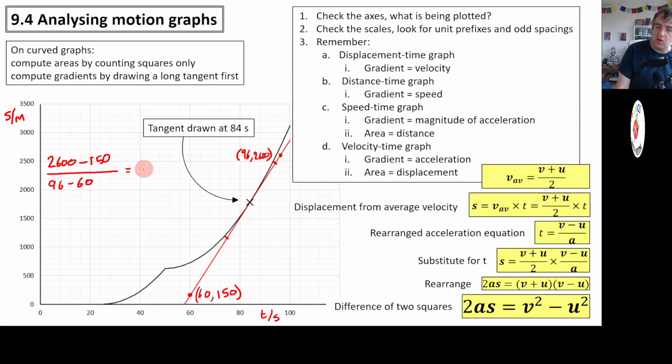And then finally check units. Meters per second. So this is why it's so important. If I had a ruler, I'd draw these lines across to the axes so that I could read these numbers off carefully. And that's it for motion graphs.